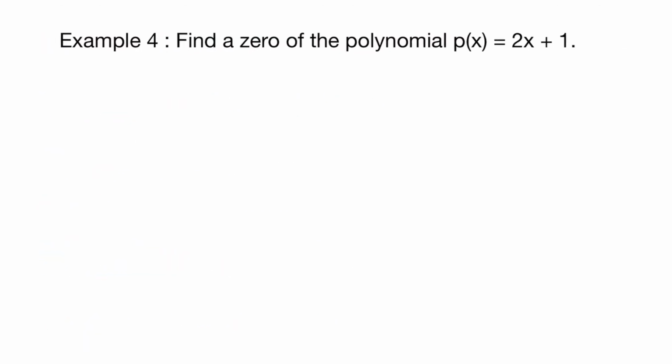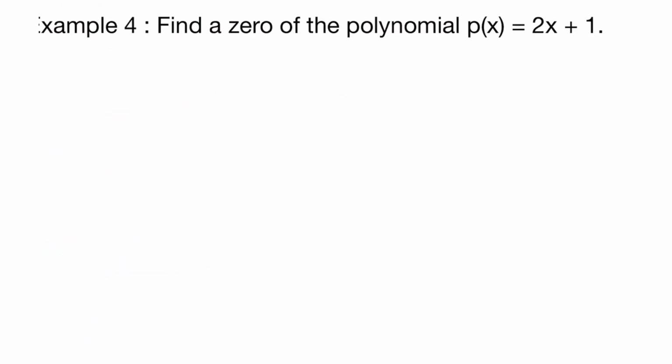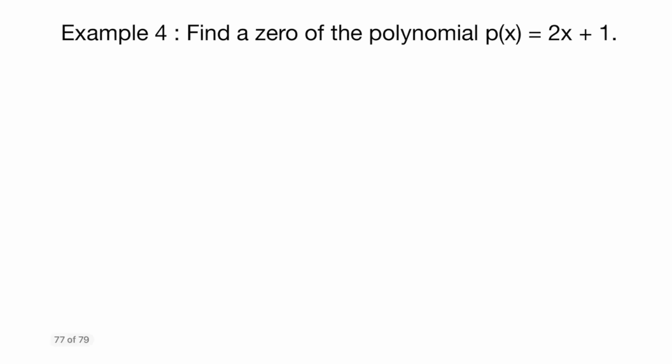Now moving on to the next example, find a 0 of the polynomial 2x plus 1. This is somewhat different to the previous question. In the previous question, we were given a couple of values and we were asked if those are actually zeros of the polynomial. Now in this question, they want you to find the 0 of the polynomial. So how are we going to do that? That is going to be pretty simple as well. So P of x is equal to 2x plus 1.